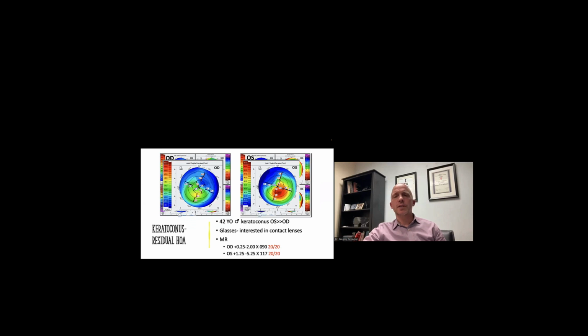And I just want to end with this last case. This is a really interesting case of somebody I just saw a couple months ago, a 42-year-old male patient with keratoconus, left eye significantly greater than the right. His right actually is quite mild.